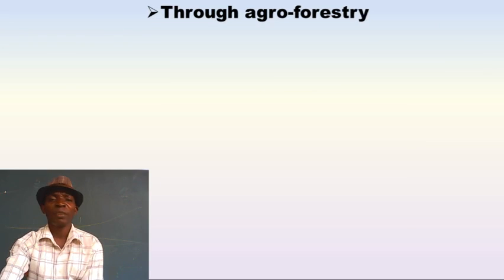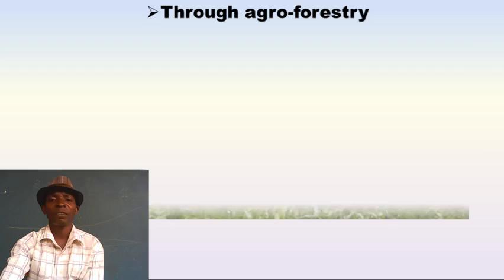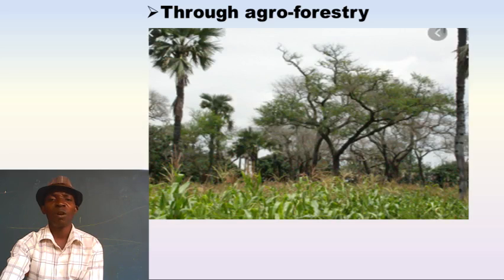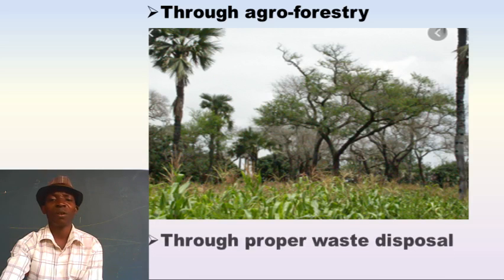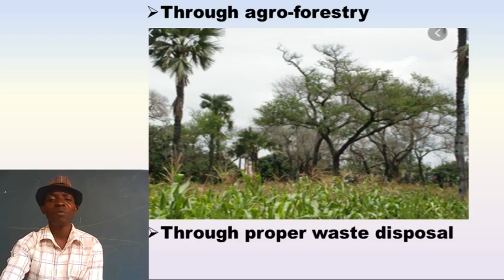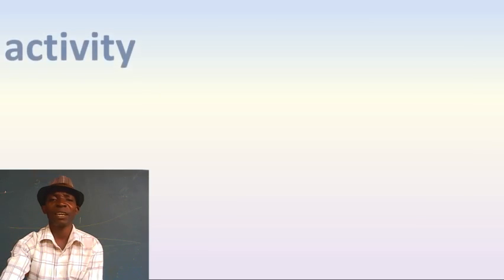Another way of protecting land is through agro-forestry. We said agro-forestry is the growing of crops alongside trees on the same piece of land. You can see in that picture there are trees and maize on the same piece of land. That is called agro-forestry. Through proper waste disposal. Don't just dispose waste anywhere on the land. No, that's very bad. We should have what we call waste management. I know even at your home you have areas where you throw your waste, your rubbish. So don't throw it anywhere in the compound.